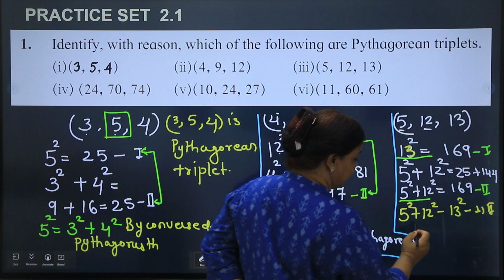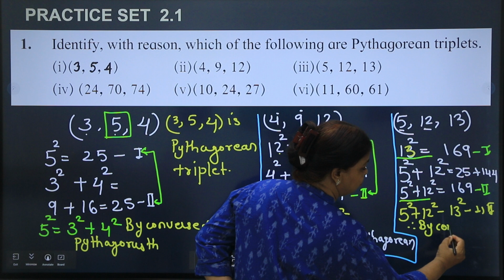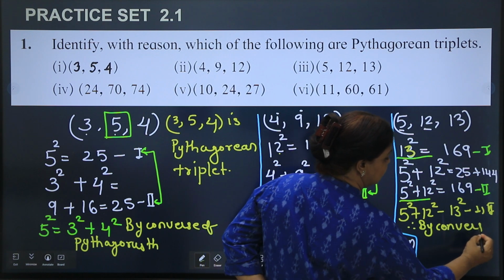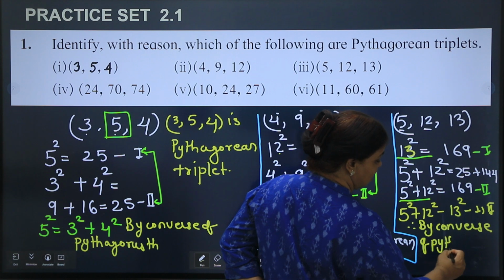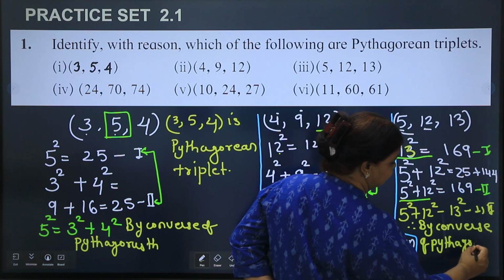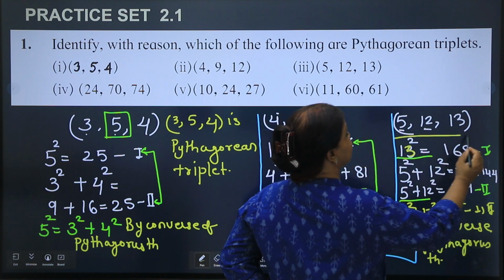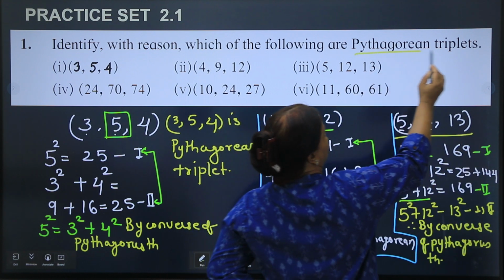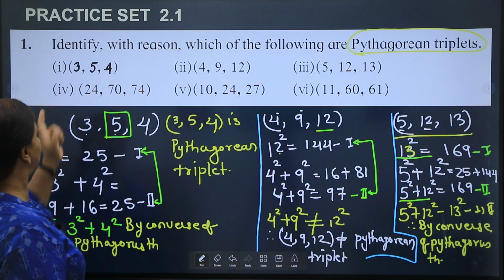And therefore, by converse of Pythagoras theorem, the given triplet is a Pythagorean triplet. Okay, children? Let's move to the fourth question, children.